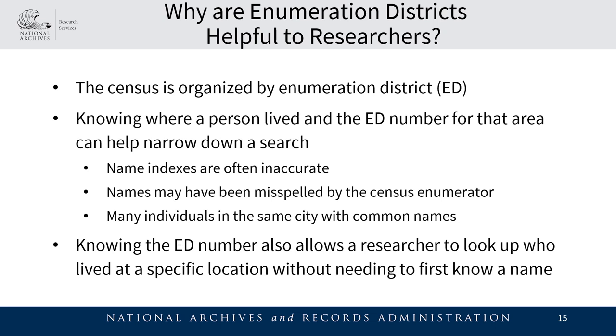So why are EDs helpful to researchers? First, the census was organized by enumeration district number. Knowing the ED number for where a specific person lived can be fundamental to locating a person on the census population schedule. Especially at first, the name indexes for the census are often inaccurate due to bad handwriting or transcription or OCR errors, along with other issues. Names might have also been misspelled by enumerators, making some individuals difficult to locate when searching by name only.